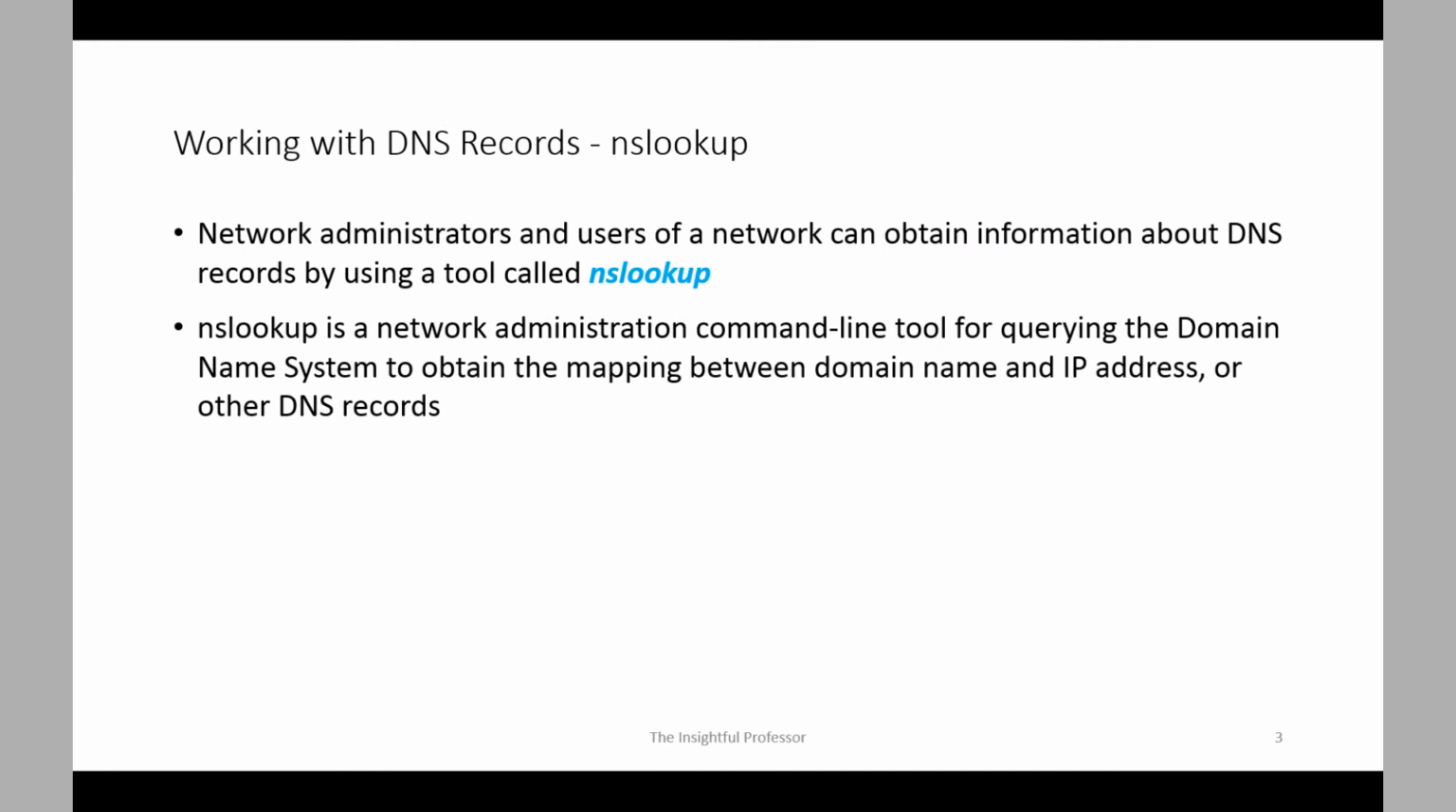In this video, we're going to examine a utility called nslookup. This utility is used by network administrators or users of a network to obtain information about DNS records. So nslookup is really a network administration command line tool that can be used to query the DNS to obtain the mapping between a domain name and an IP address, or some of the other DNS records that we've suggested. nslookup can be run in two modes, what we call interactive mode and another mode called non-interactive mode.